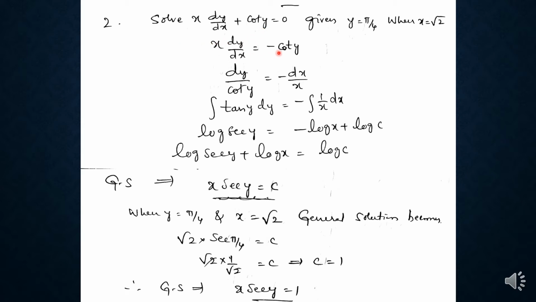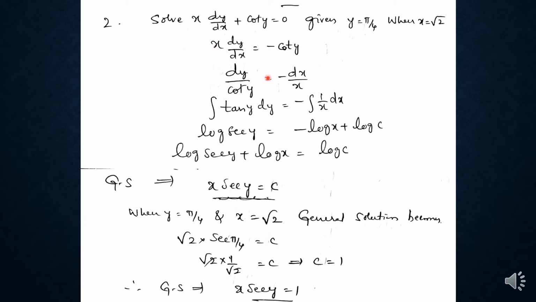Once again we will discuss the problem. The given differential equation x dy by dx plus cot y equal to 0 can be written as x dy by dx is equal to minus cot y. Now by separating the variables, dy by cot y is equal to minus dx by x.